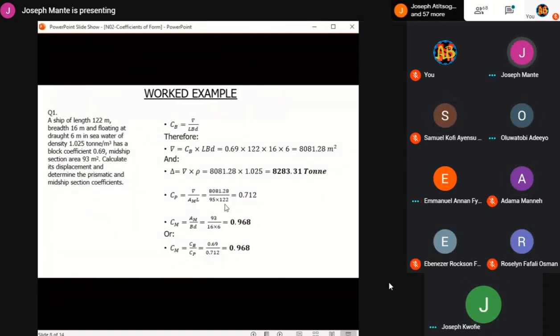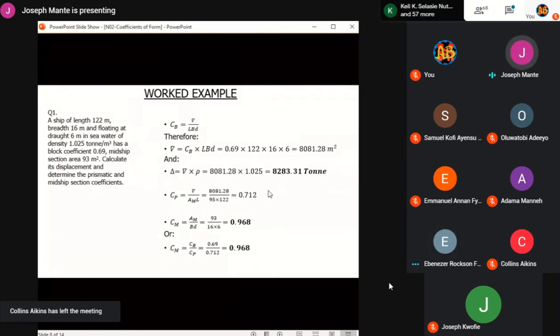Okay. And times the length. The length was given, 1322. So you multiply it by that, and you are going to get 0.12. All these coefficients don't have units. So when you write prismatic coefficient and all that, make sure you don't bring in units, because it's a coefficient, so it doesn't have units. But the displacement is measured in what? In tons.